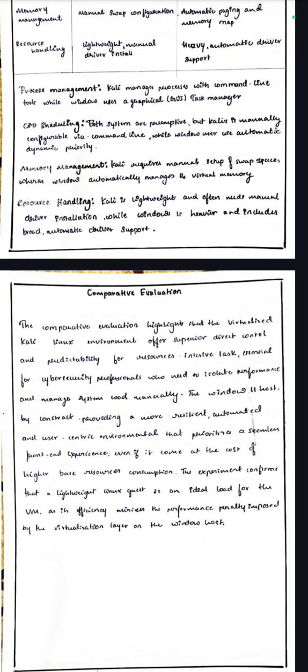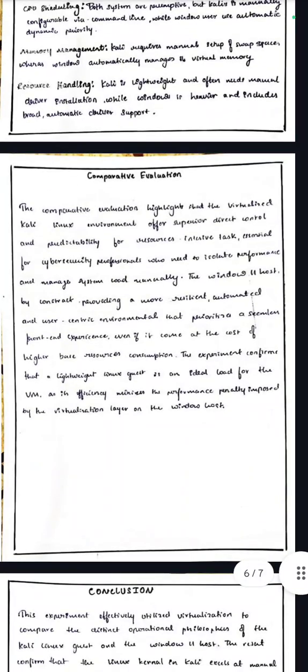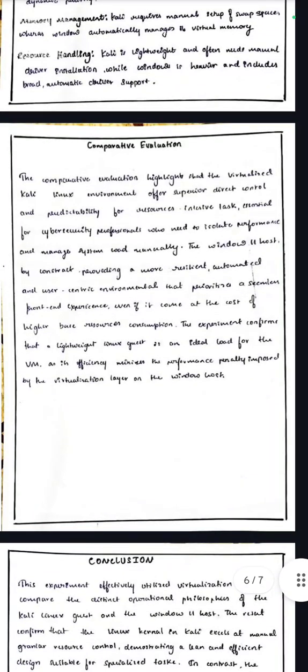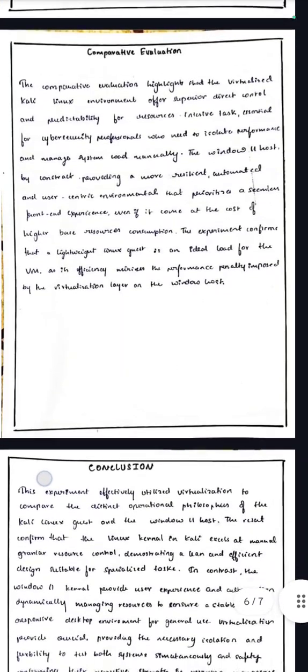Process management: Kali manages processes with command line tools, while Windows uses a graphical GUI Task Manager. CPU scheduling: both systems are primitive, but Kali is manually configured via command line, while Windows uses automatic dynamic priority. Memory management: Kali requires manual setup of swap space, whereas Windows automatically manages virtual memory. Resource handling: Kali is lightweight and often needs manual driver installation, while Windows is heavier and includes broad automatic driver support.